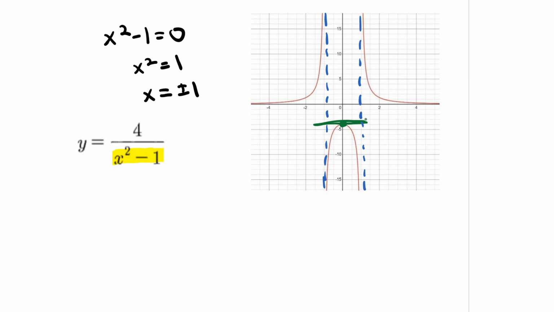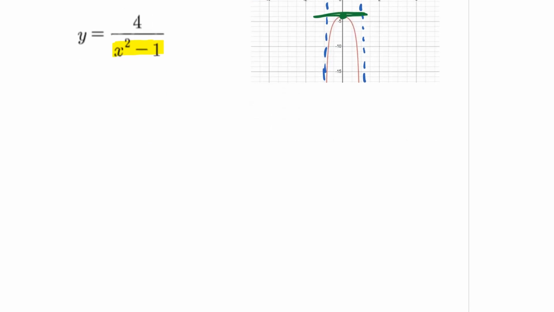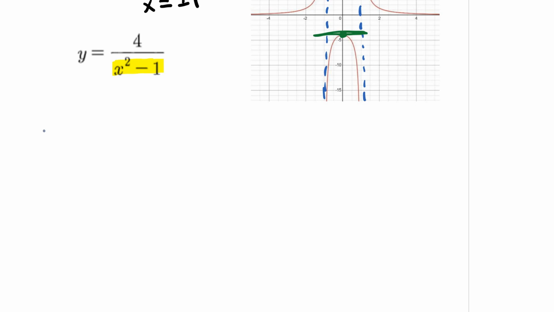Okay, so let's go ahead and figure this out by taking the derivative here. So this will be y prime. Using the quotient rule, the derivative of 4 is going to be 0, so 0 times the bottom. And the quotient rule states that we need a minus sign.